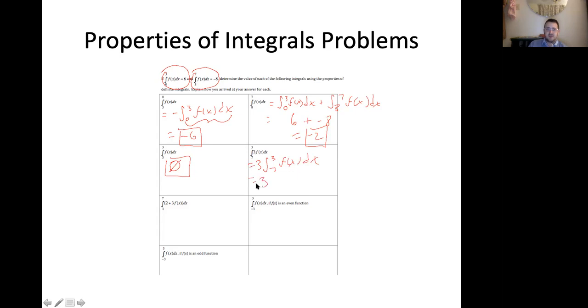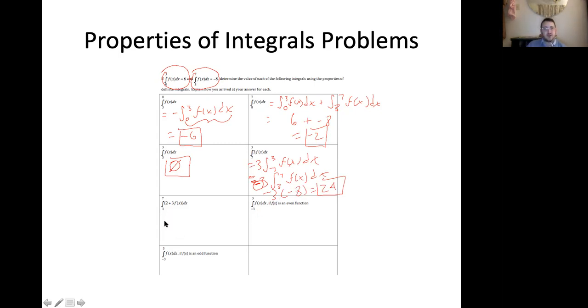But what I can do is I can actually put a negative sign, and I'm just going to circle that negative sign, and I'm going to flip the integral. And I'm going to go from 3 to 7 of f of x dx. So I'm going to have a negative 3 times a negative 8 to get me a positive 24.